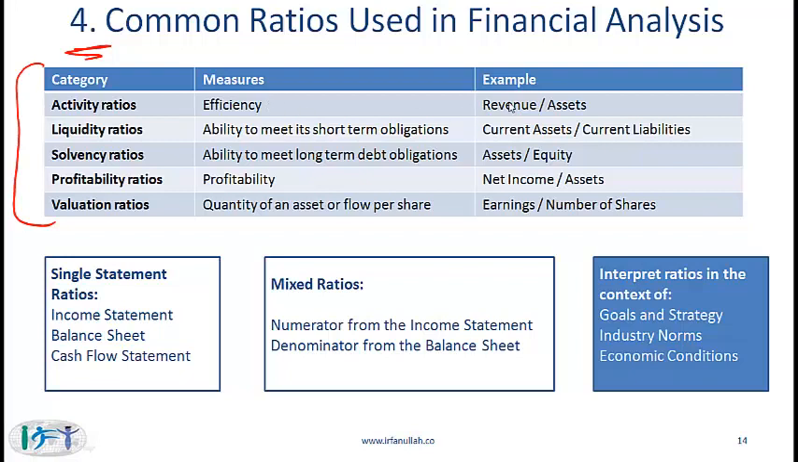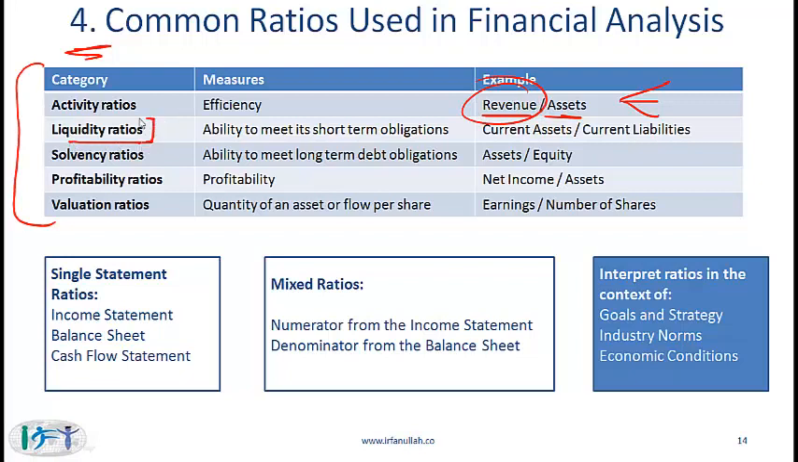A classic example of an activity ratio is revenue divided by assets. This is also called the asset turnover ratio. This is showing that per unit of assets, how much revenue is a company generating. There are several other activity ratios which we will see on the next slide.